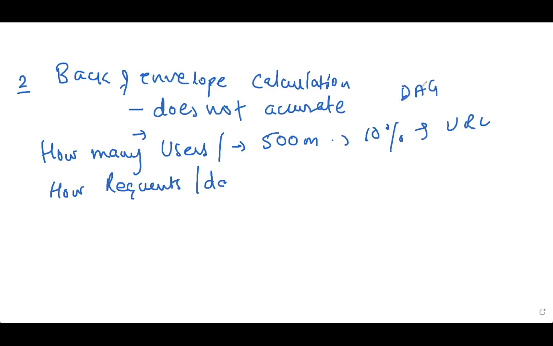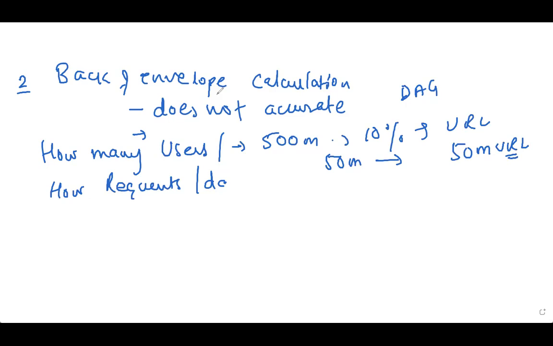DAU. This is daily active users. 10% of the daily active users create a shortened URL. So how many? 10% of 500 million will be 50 million, and those people always create a URL in a day. So 50 million URLs will be created per day, right? Quickly, now, how many requests are coming?